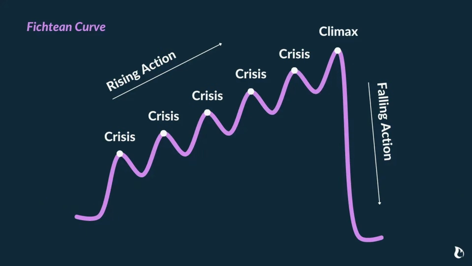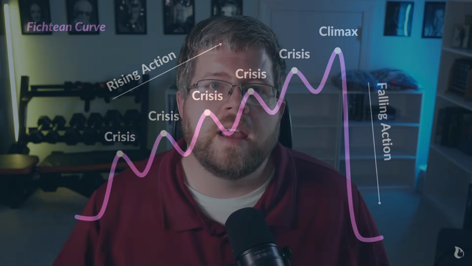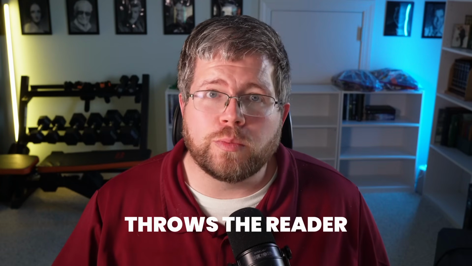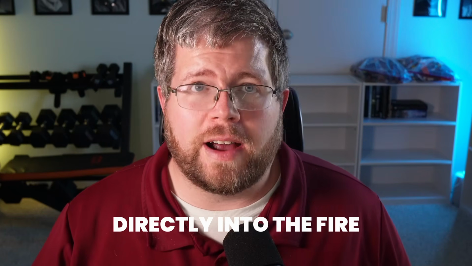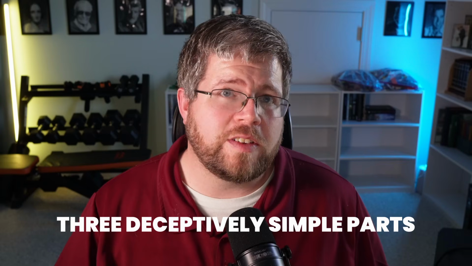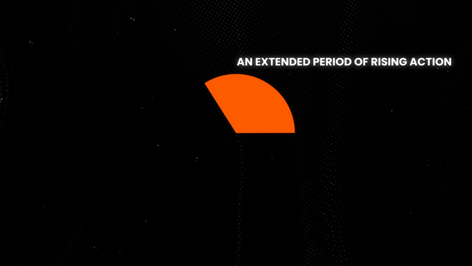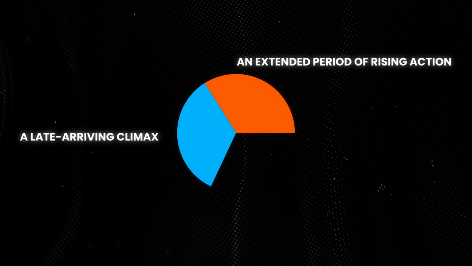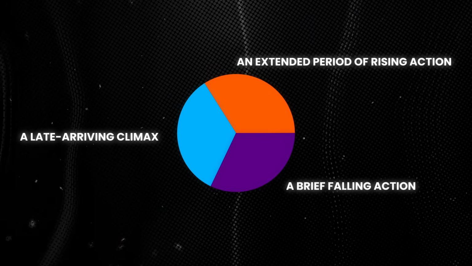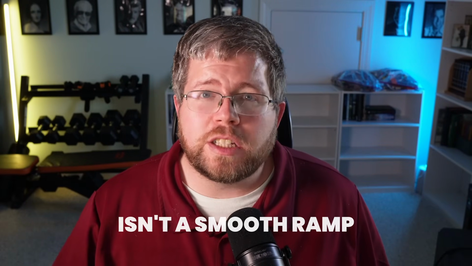The Fichtean curve is a story structure built on a foundation of constant rising pressure. Instead of a slow build, it throws the reader and the protagonist directly into the fire. It's organized into three deceptively simple parts: an extended period of rising action, a late arriving climax, and a brief falling action. The key is that this structure isn't a smooth ramp, but a series of jagged peaks, each one higher than the last. The story begins with a problem and only gets worse from there.